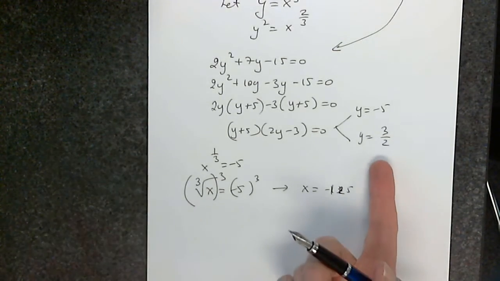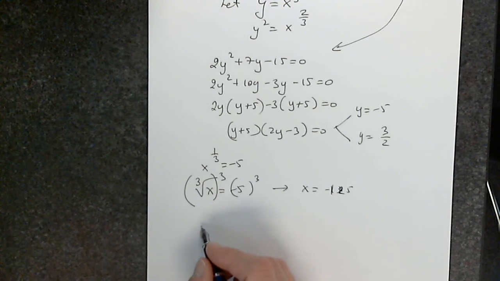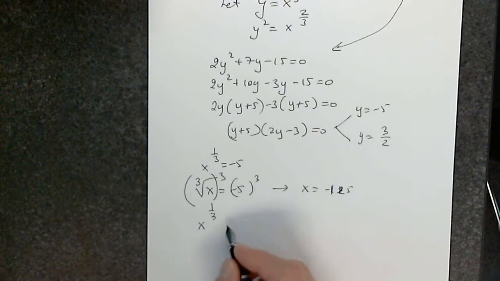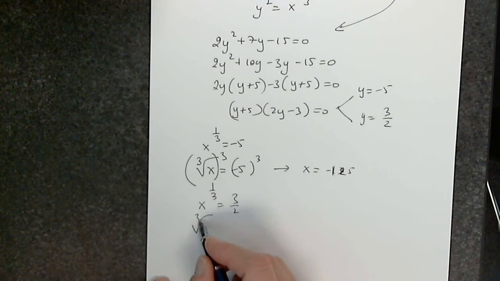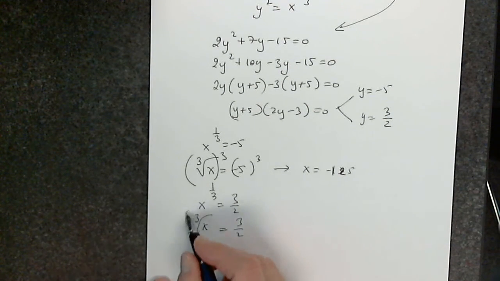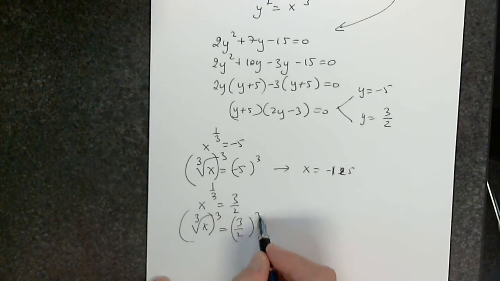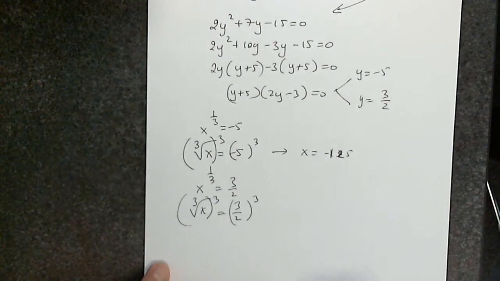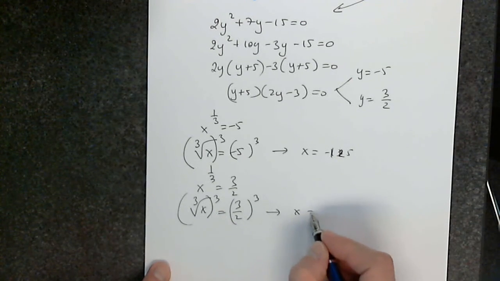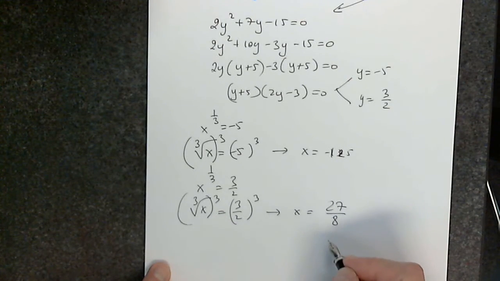The same thing with the other one. Now I have x^(1/3) = 3/2. But x^(1/3) is nothing else but the cube root of x equals 3/2, so I have to cube both sides. So the left-hand side is x, the right-hand side is 27/8.